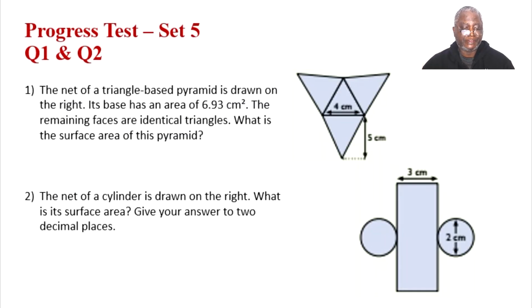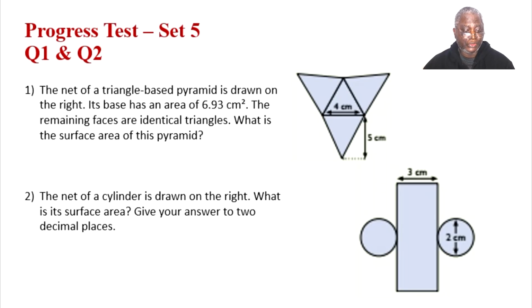Practice test, set 5, question 1 and question 2. 1. The net of a triangle base pyramid is drawn on the right. Its base has an area of 6.93 square centimeters. The remaining faces are identical triangles. What is the surface area of this pyramid? Do you understand what we mean by identical triangles? They're all the same, all equal.